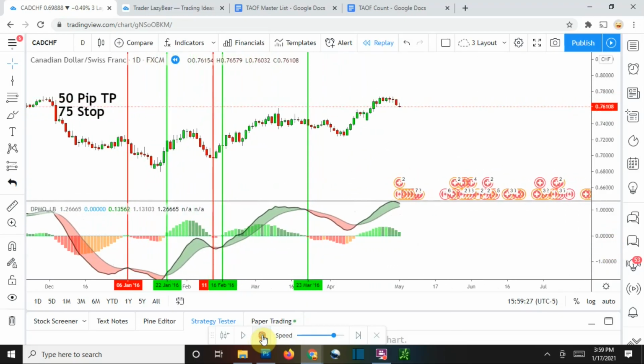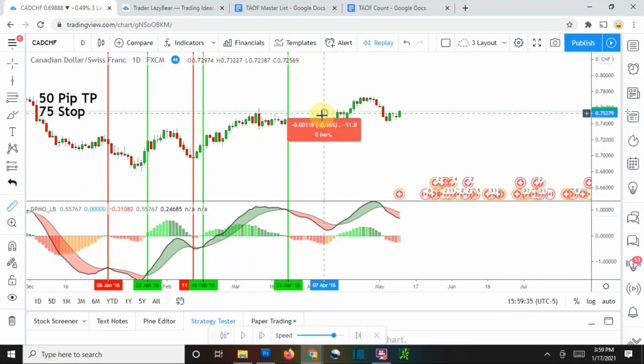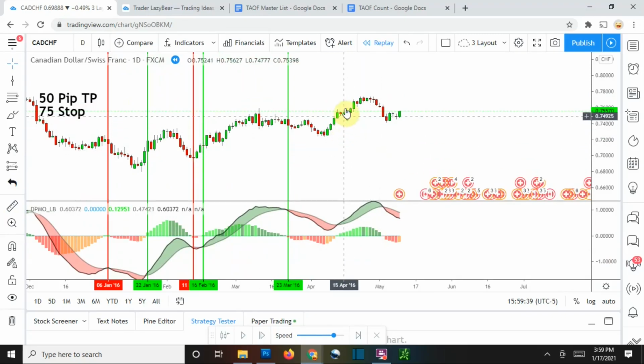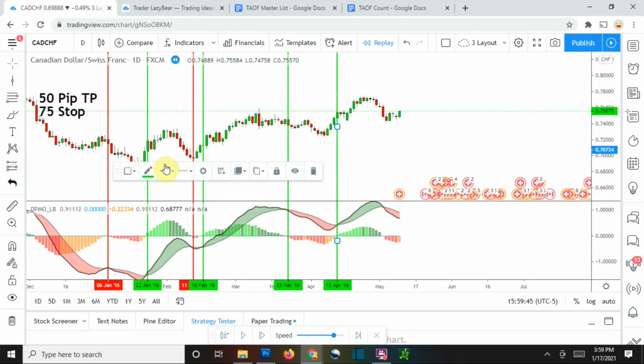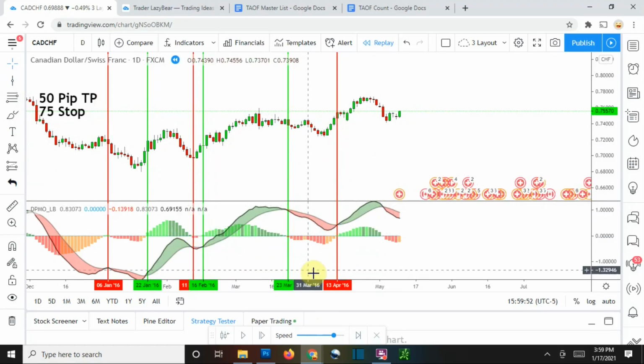And keep playing this out here. Get across right there. And then unfortunately we get a gap down here at the beginning of this next week, and so that actually would have stopped us out on that particular trade. That's unfortunate, but sometimes it happens.